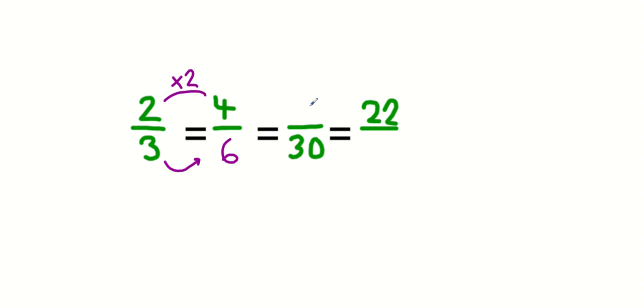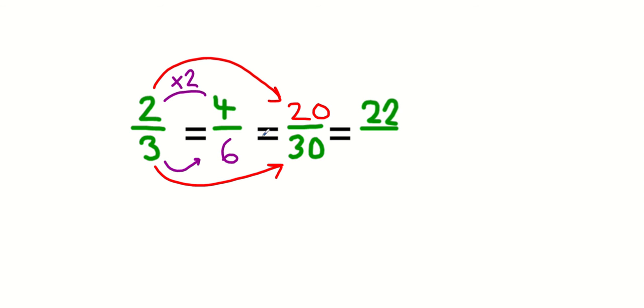So now I'm trying to find the numerator. That's where my gap is. So I'm going to come straight back to this one, and I'm going to go to the new denominator. So it's gone from 3 to 30, which is multiplying by 10. Okay, so I need to do the same to the top number, the numerator. So it's 20 over 30. So 20 over 30 is an equivalent fraction for 2/3.